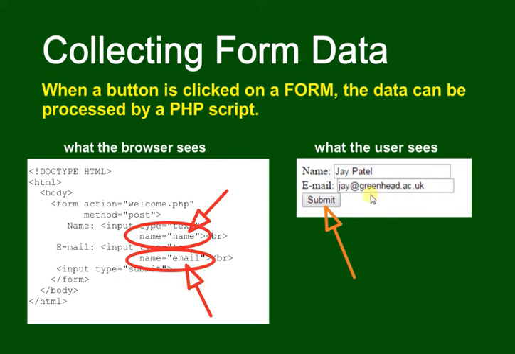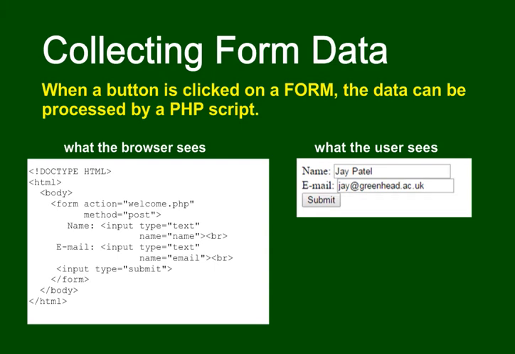So when I click on the submit button, whatever's in these two boxes will get pushed, or sent to the server, and they'll have these labels. So it'll have J Patel in name, so it's a variable called name, and it will contain J Patel. There's a variable called email, and it will contain j@greenhead.ac.uk. Okay, so that's the first thing to understand that's going on here. So when I click this button, where does it go?